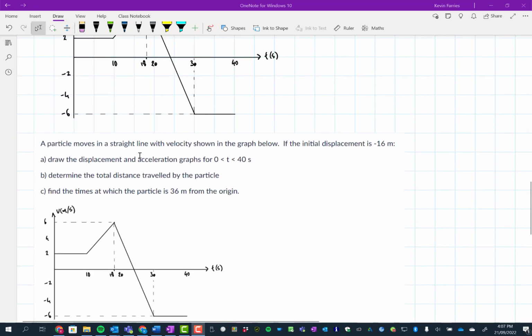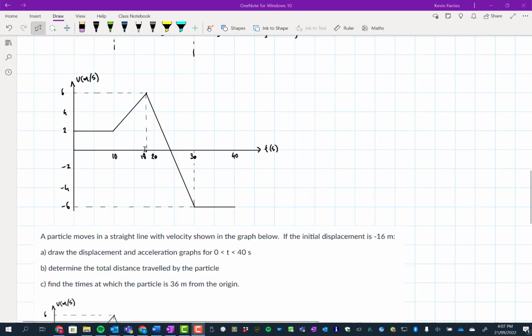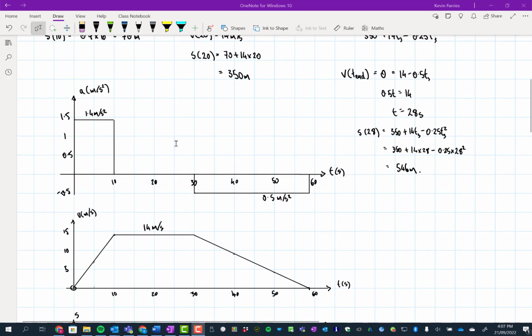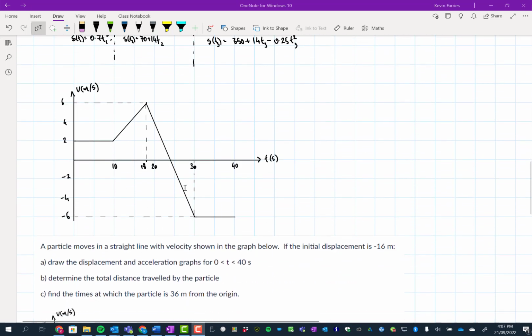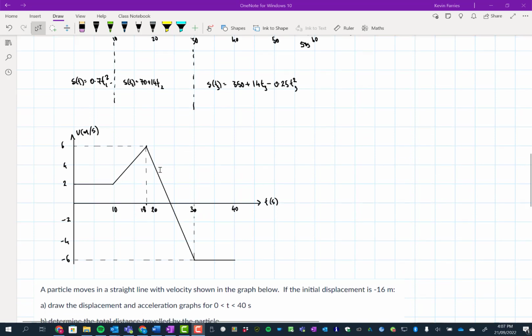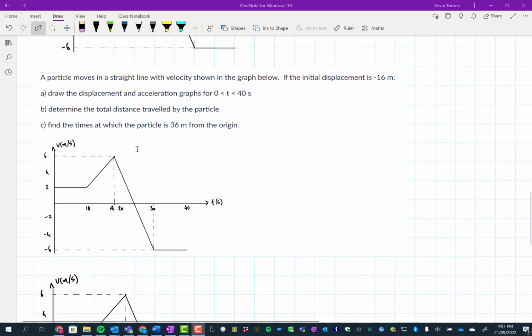So similar problem, but different. This time we've been given, so in the first question we're given the acceleration profile. We figured out everything from that. This time we are being given the velocity profile, and we're going to try and figure everything out from that.